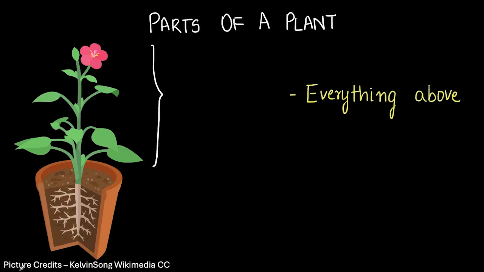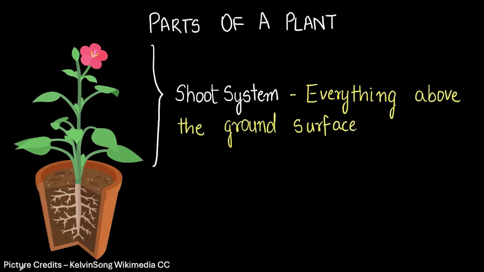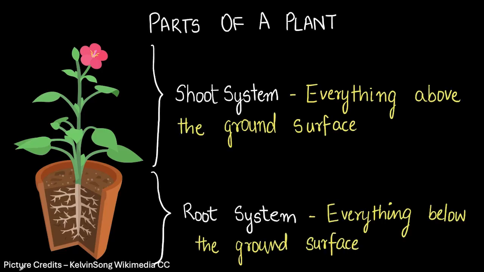In this video, we'll talk about plants. We'll start with discussing the parts of a plant, and then we'll move on to the classification of plants into different types. Let's begin with the parts of a plant. So everything above the ground that you see is called the shoot system. Everything below the ground is called the root system.